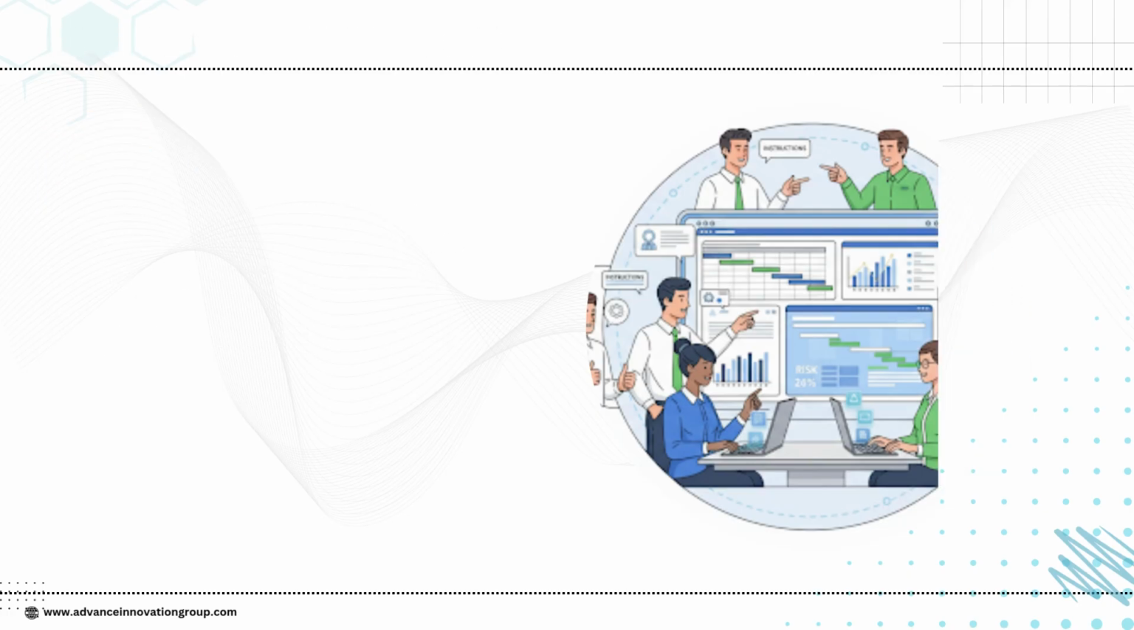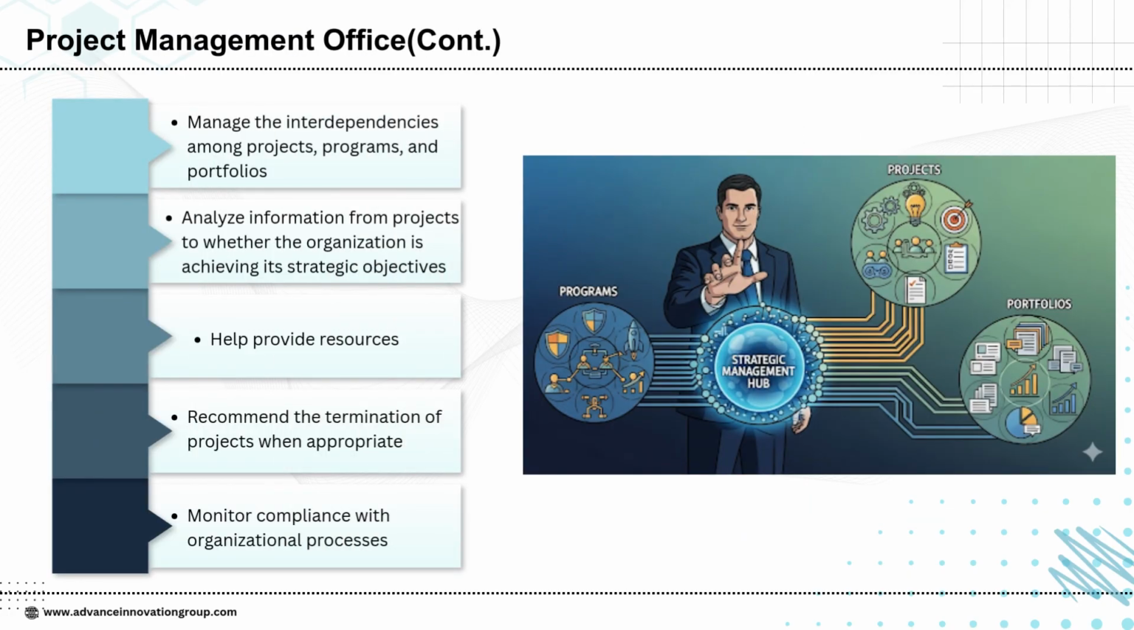maximize project success. The Project Management Office also plays a strategic role by managing interdependencies across projects, programs, and portfolios to ensure smooth coordination. It analyzes project data to determine whether the organization is meeting its strategic objectives and provides necessary resources to support execution. In some cases, it can recommend the termination of projects that no longer add value or align with organizational goals. At the same time, it monitors compliance with established processes to maintain consistency and efficiency. Acting as a central management hub, the PMO connects projects, programs, and portfolios to strategy, ensuring that every effort contributes to the overall success of the organization.